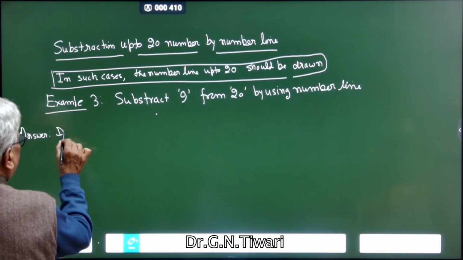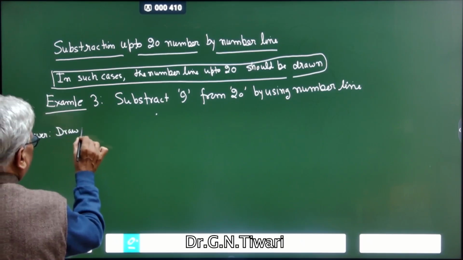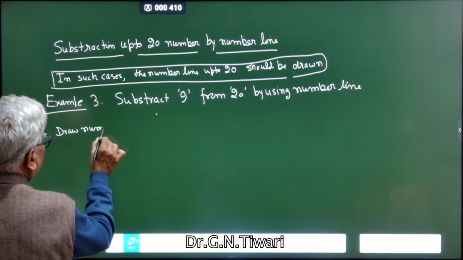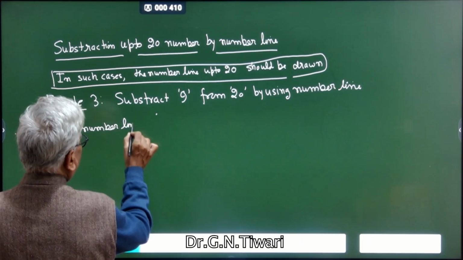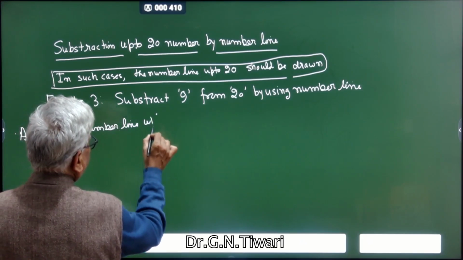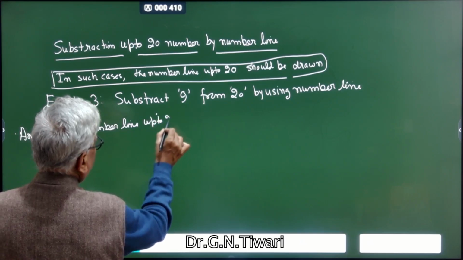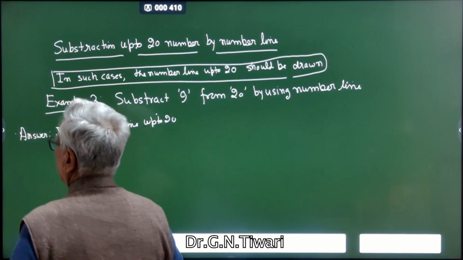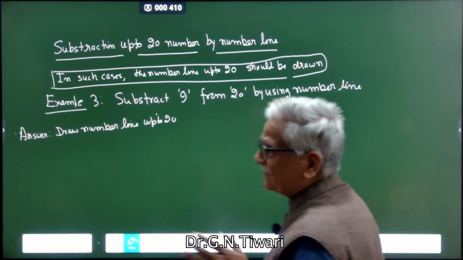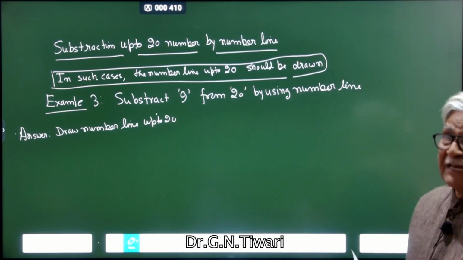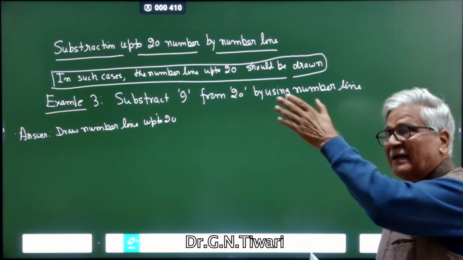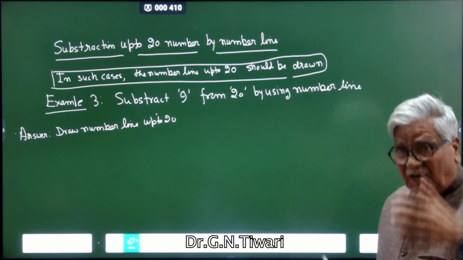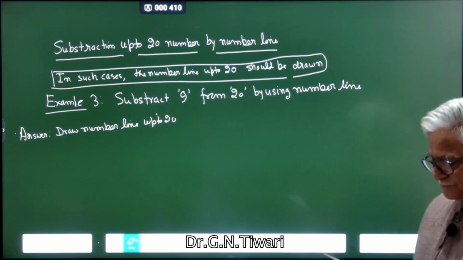Draw a number line up to 20. ध्यान रखिएगा, कंफ्यूजन नहीं होना चाहिए. एक फिगर बना है उसी में मिटा के सेकंड नहीं, I am drawing number line first time, second time, third time separately.